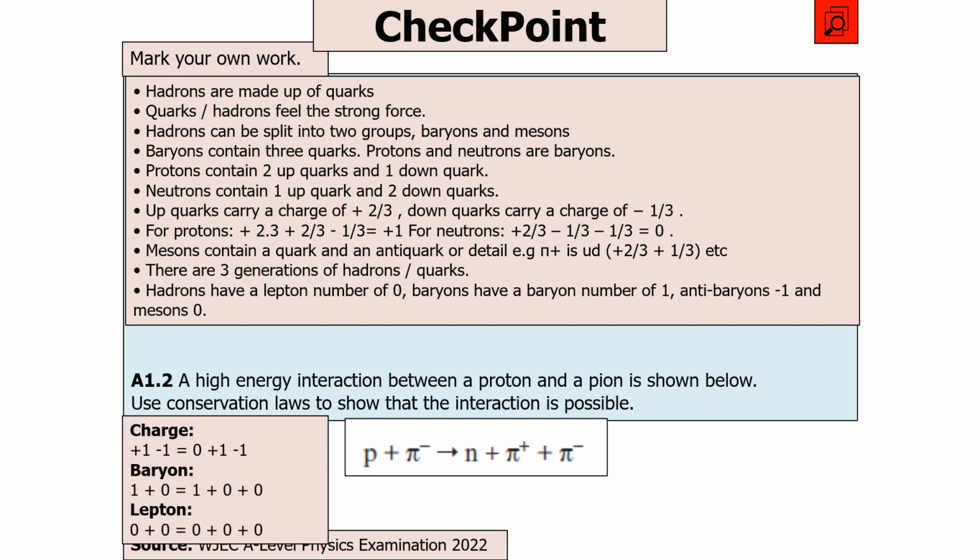Now in this next one, you've got to show your conservation laws. So you can see that the charge before is +1 and -1, so it's 0 overall, and then afterwards it's 0, +1, -1, so therefore it's 0 afterwards. That is possible. The baryon number before is 1 + 0. Then afterwards it's 1 + 0 + 0, so that is conserved. 1 before equals 1 after. And all the particles there are not leptons, so they've all got a lepton number of 0. So all 3 are conserved.